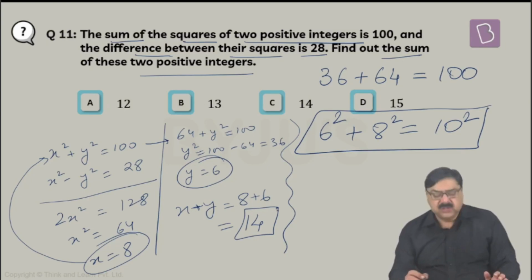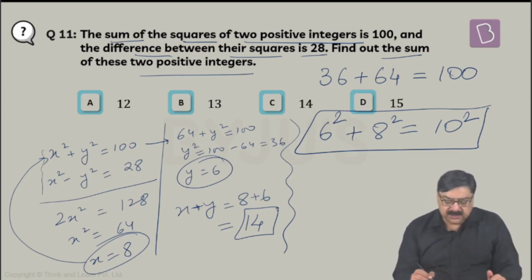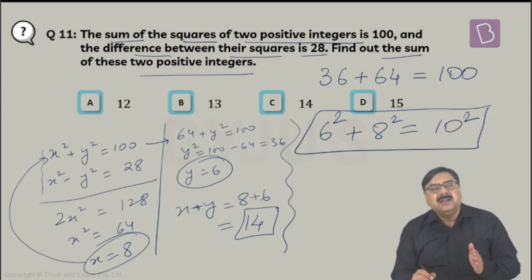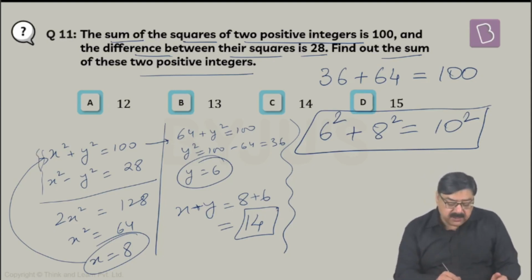Then in that case, you don't have to use these equations. Immediately it will strike you that 100 is a sum of two squares, which are 36 and 64. And 36 square root is 6. 64, the square root is 8. 8 plus 6 is 14. That's your answer. But still, just in case you don't remember, then you can always make use of these two equations.